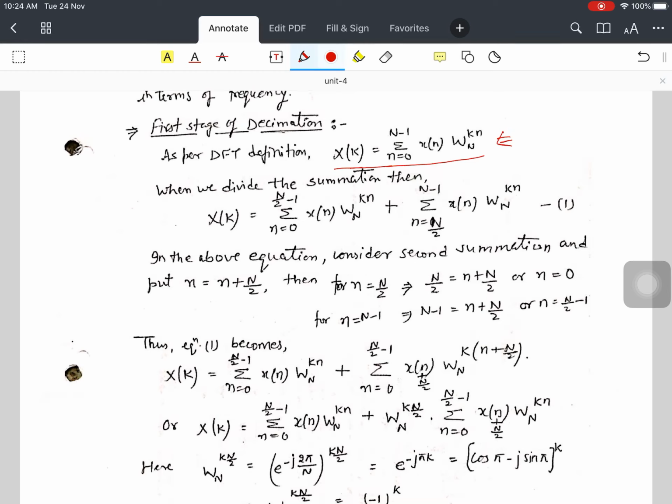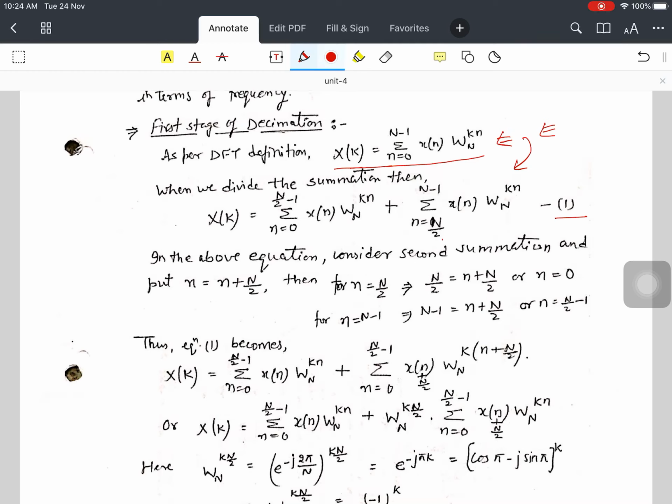Now, we can divide this equation: X(k) equals the summation of n equal to 0 to N/2 minus 1 of x(n) W_N^(nk) plus the summation of n equal to N/2 to N minus 1 of x(n) W_N^(nk). So, we have divided this equation into 2 parts, one from n equal to 0 to N/2 minus 1 and another from N/2 to N minus 1 sample values. Let us say this is equation number 1.